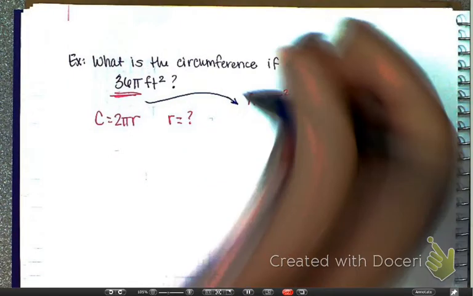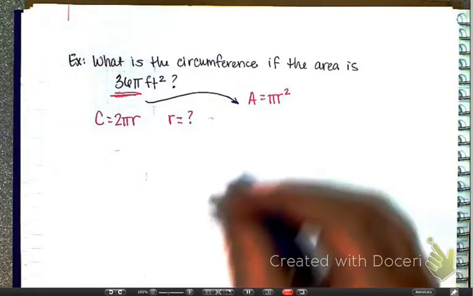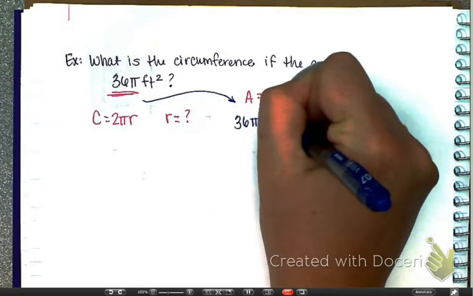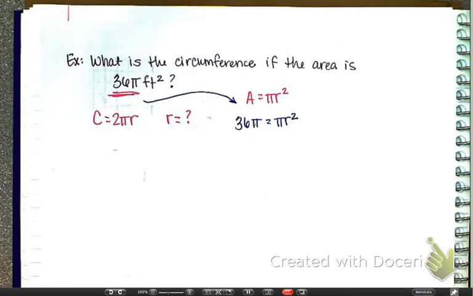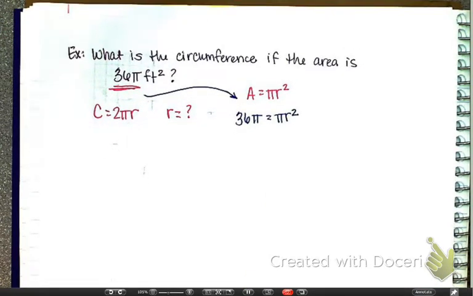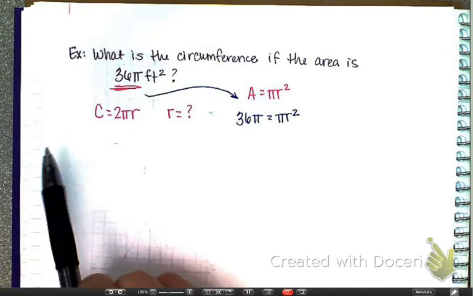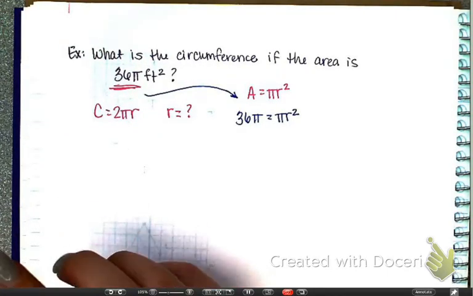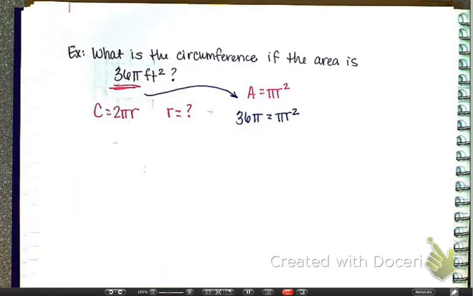In for A. 36 pi equals pi r squared. I only see one variable, right? So that's good. The problem is we can't solve an equation with 2 variables, because then you have to do systems of equations. Do you remember that from IM1, where you have to do substitution or elimination? Yeah, you don't like that, right? So we want to only get down to 1 variable.